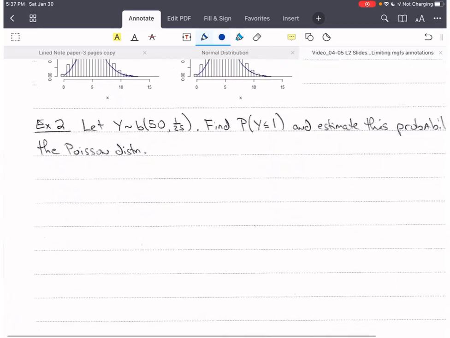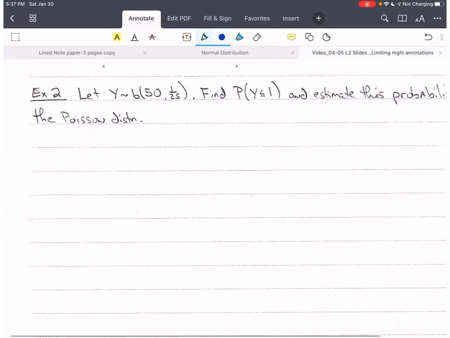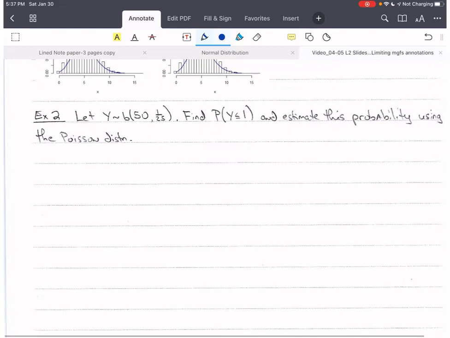All right, so let's look at example number 2 here. If I can get it all on the page. So we're going to let y be a binomial 50 and 1 over 25, or 0.04 for p. And we want to find the probability that y is less than or equal to 1 and estimate this probability using the Poisson distribution.